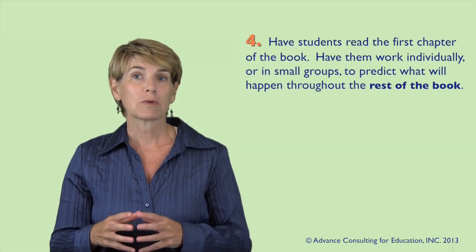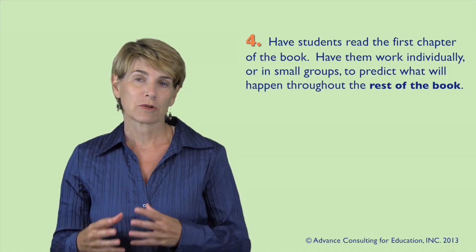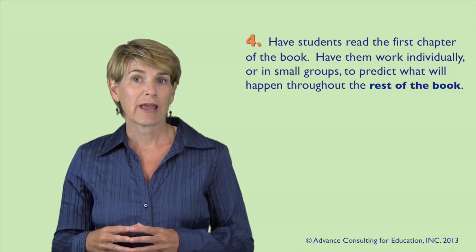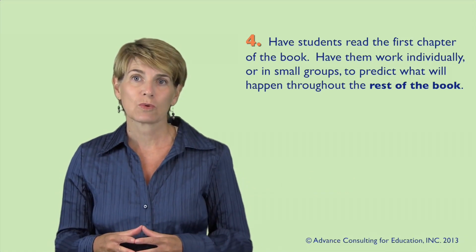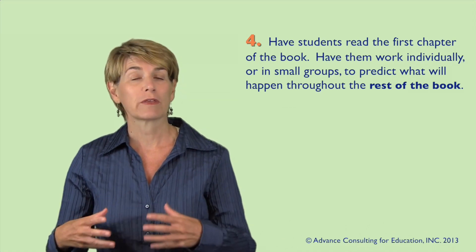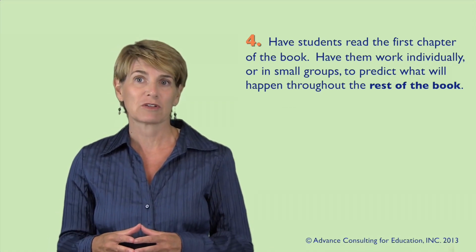The next pre-reading activity is another prediction activity. Have students read very quickly just the first chapter of the book. Then they have to either work individually or in a pair or small group to predict what's going to happen throughout the rest of the entire book. So what's the rest of the story that goes with this first chapter? They can either just talk about it or they can actually write points or write a brief paragraph about their predictions.